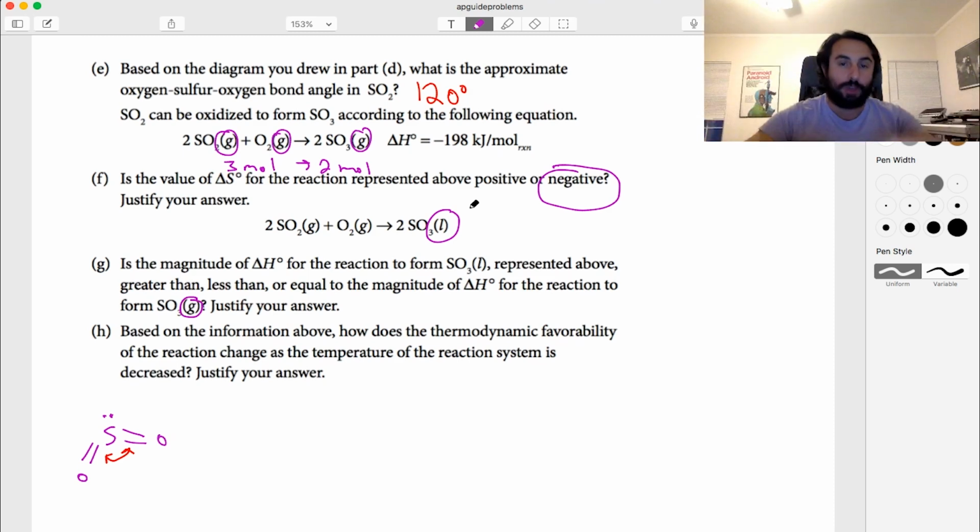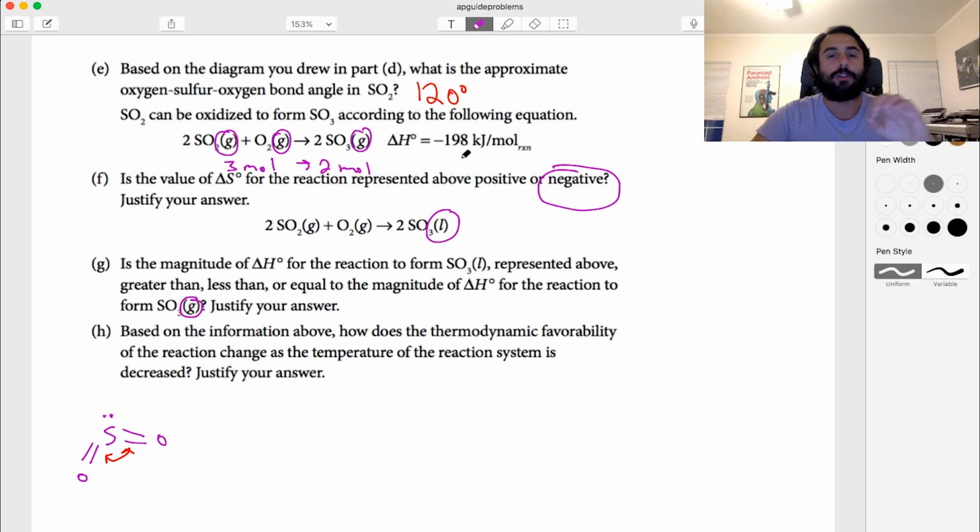The system goes to a lower energy. So the delta H is going to be even greater in magnitude. Now, be careful. The wording is a little bit different. Is the magnitude of delta H, so irrespective of sign, right? You could be tempted to say that the delta H going all the way to liquid is going to be less than this, in the sense that it is more negative. So that's why they specify magnitude, because we're talking about a larger negative number.